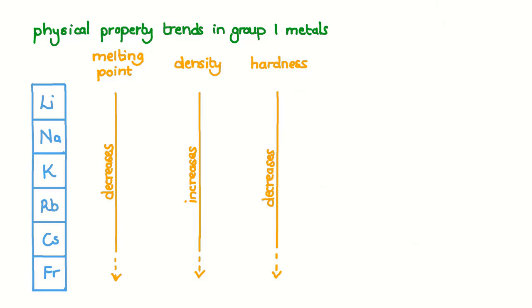Moving down the group, the metals get easier to cut up. Because in general these metals are soft, they are not used in high-strength applications. We have looked at the trends in some of the physical properties of this group. But what about the chemical properties and specifically reactivity? Let's investigate the reactivity of the alkali metals in some depth.